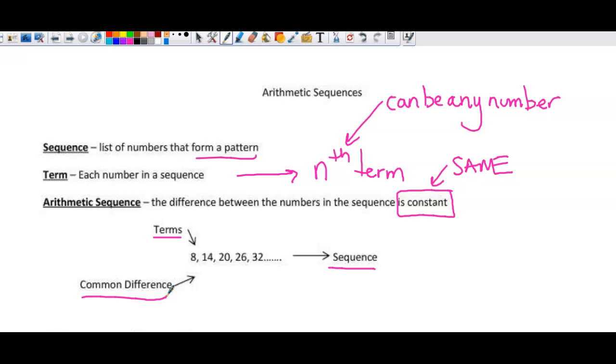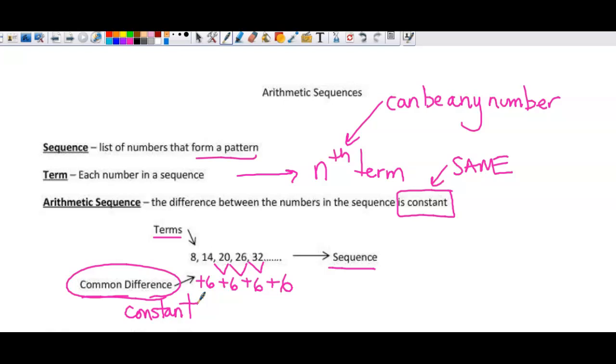So, you say to yourself, what do I do to 8 to get to 14? I add 6. And then 14 to 20, I add 6. From 20 to 26, I add 6. From 26 to 32, I add 6. Because it has a common difference that is constant, you say this is an arithmetic sequence.